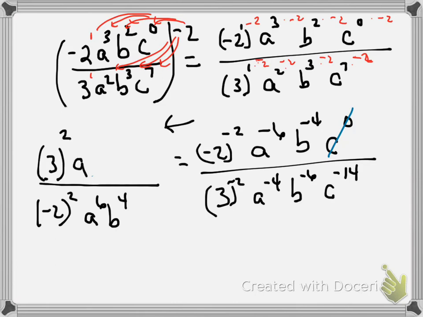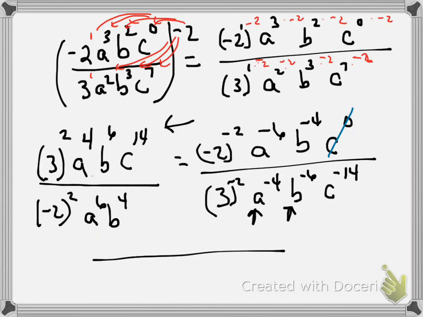The a to the -4, we're talking about the bottom down here, a to the 4th is going to be positive. And now b to the -6 is going to be b to the 6th. And c to the -14 is going to be c to the 14th. Now everybody's positive. Everybody's good. And so now we're just going to simplify. 3 squared is 9. A to the 4th, b to the 6th, c to the 14th. -2 squared is 4. So it's a to the 6th, b to the 4th.